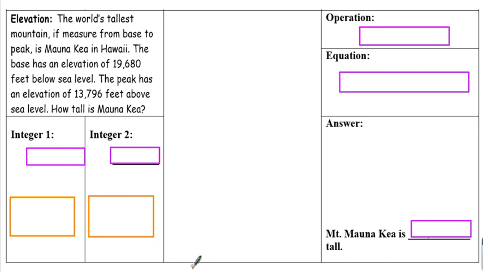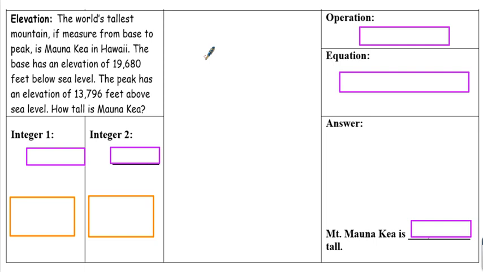We're going to start with problem number 2. The problem is about elevations, and it says the world's tallest mountain, if measured from base to peak, meaning from bottom to the top, is Mauna Kea in Hawaii. The base has an elevation of 19,680 feet below sea level. The top, the peak, has an elevation of 13,796 feet above sea level. How tall is Mauna Kea?